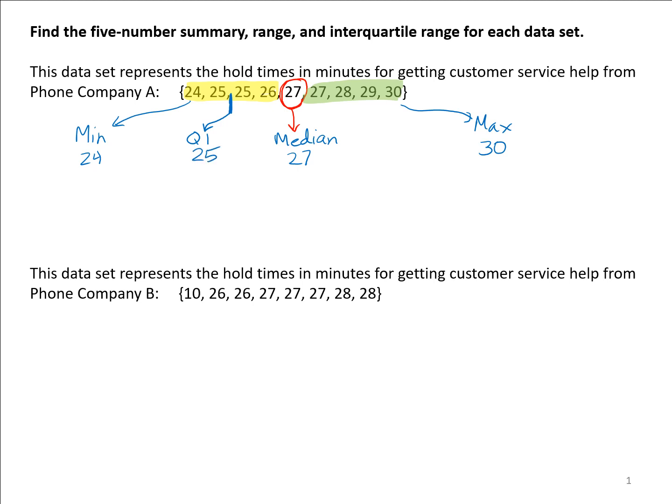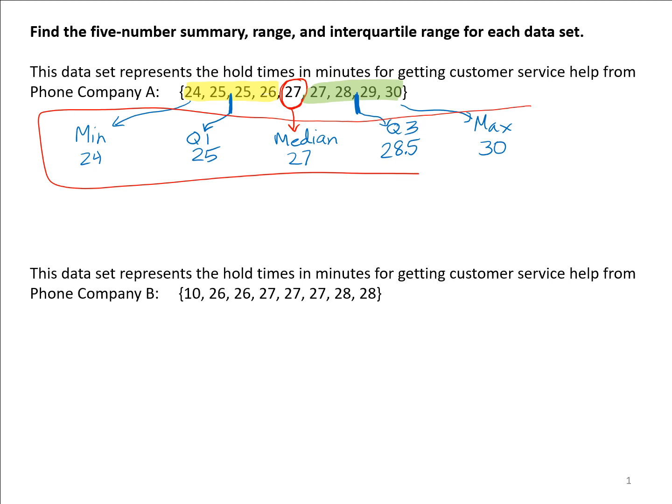The upper half of the data, again, has 4 values, and Q3 would be halfway through. Now this time we don't have a duplicate of numbers. We have 28 and 29. Remember how we find the median for a situation like that: we look at what's halfway between them. 28 and 29, halfway between those would be 28.5. So Q3 is 28.5.